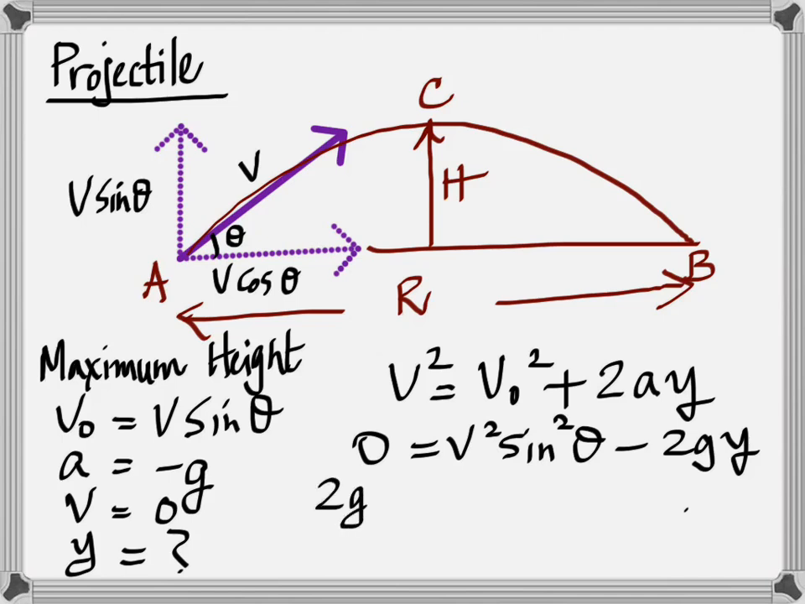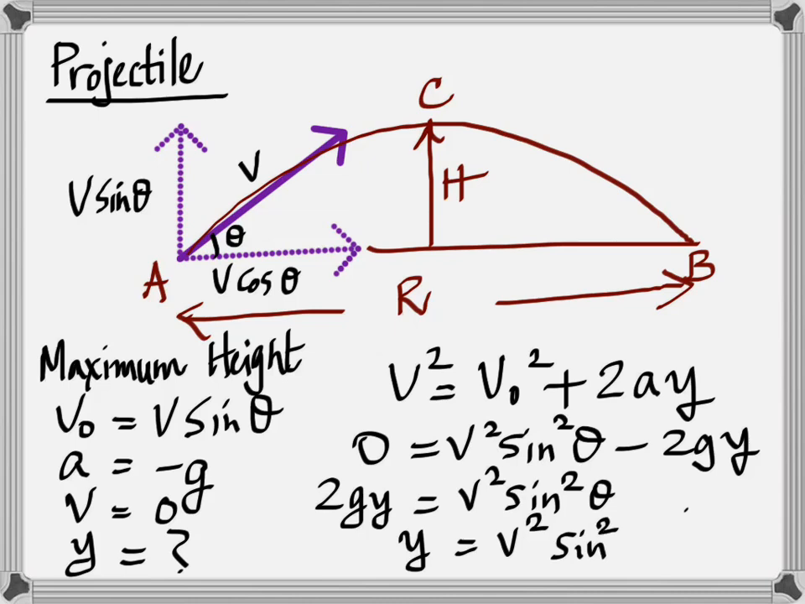So 2GY is equal to V squared sine squared theta. And so what's Y? Y is V squared sine squared theta divided by 2g. That's the final equation.